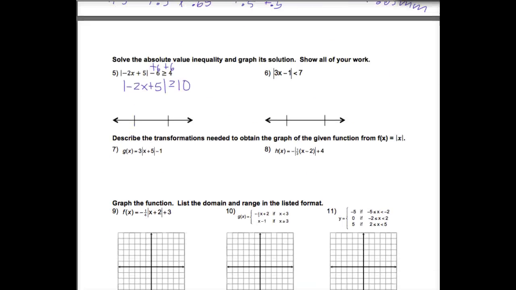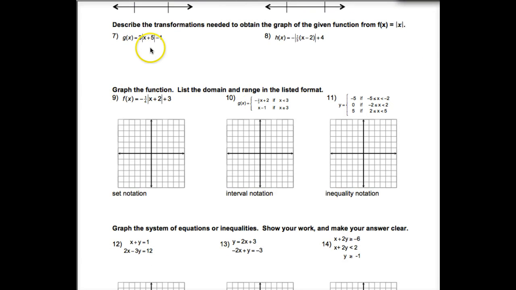All right, so looking at some of these, describe the transformations. So when I look at this, I take it a little bit at a time. So I look at this +5 first and I say, okay, that represents a horizontal translation. Where's it going? Plus means left. Left how many? Left 5.